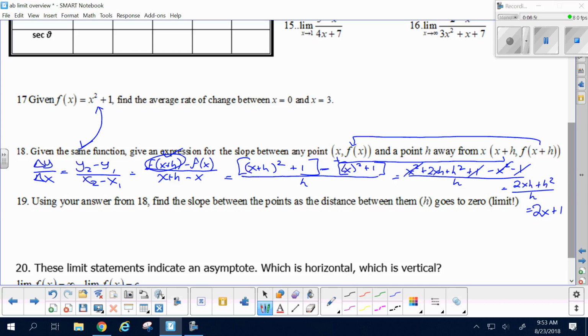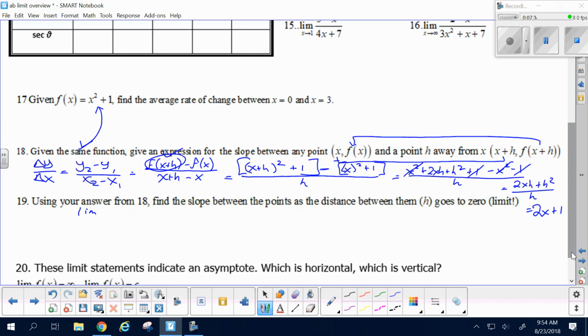All right. Now, using your answer from 18, find the slope between the 2 points as the distance between them goes to 0. Now, you're probably thinking, what the heck? I should have done a numerical case. Now, this one I might have done a little bit of an overreach here. Sorry, my bad. What is the distance between the 2 points? Read carefully in 18. And a point h away.